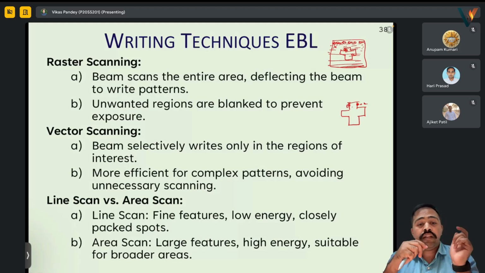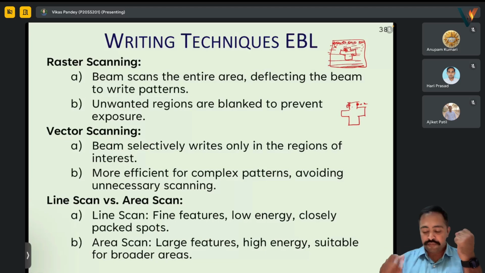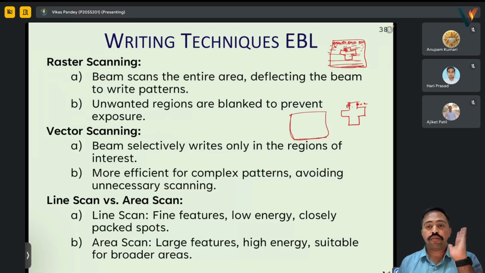Then there can be line scan and area scan. Say this one has to be patterned. Two types of patterning can be there: line by line, over the complete wafer, or patch by patch. In one patch the pattern is made, then the second patch, with the same scanning but small patch-wise. The whole area is first divided into patches, then into lines. That is area scan, and the other is line scan.